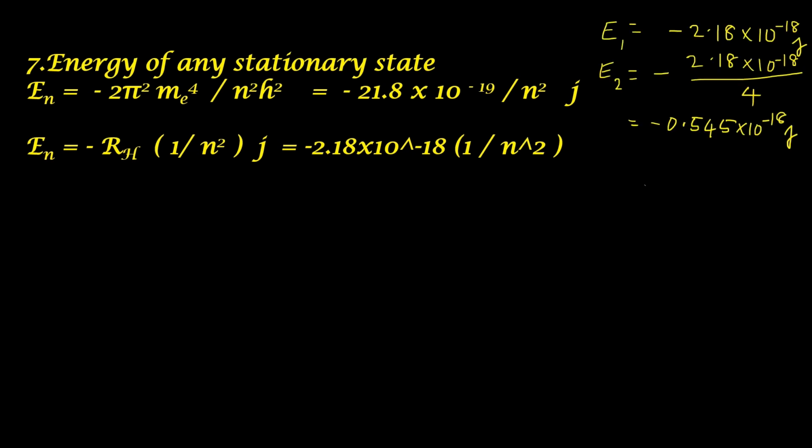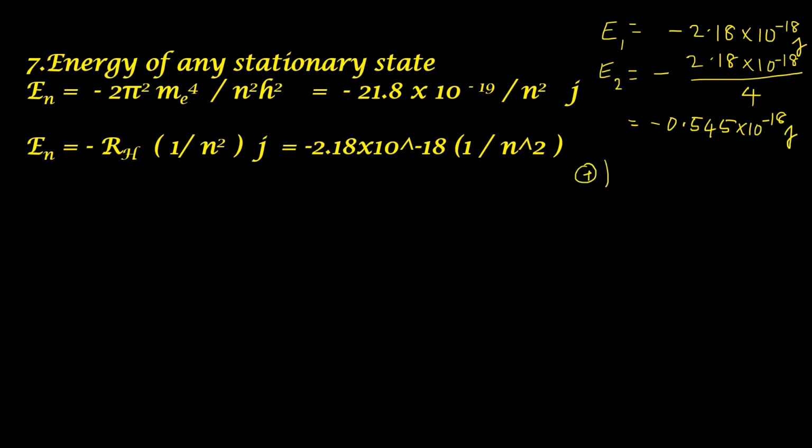Energy for stationary state 1, E1, is equal to negative 2.18 into 10 raised to minus 18 joule. Energy for the second energy level is negative 0.545 into 10 raised to minus 18 joules. Remember, it is a negative value. Negative 0.545 into 10 raised to minus 18 joules is greater than negative 2.18 into 10 raised to minus 18. N2 has greater energy than N1. Similarly, N3 will have still greater energy.